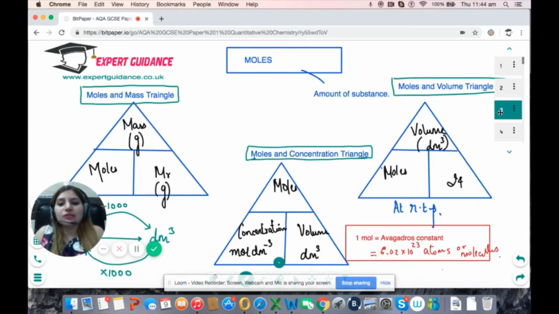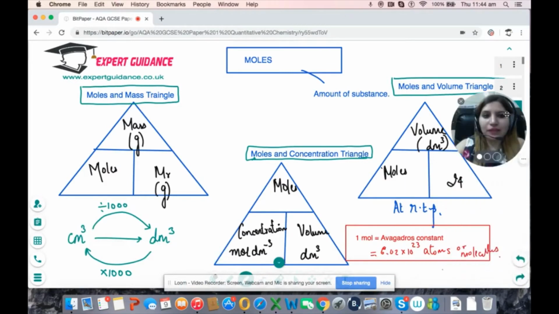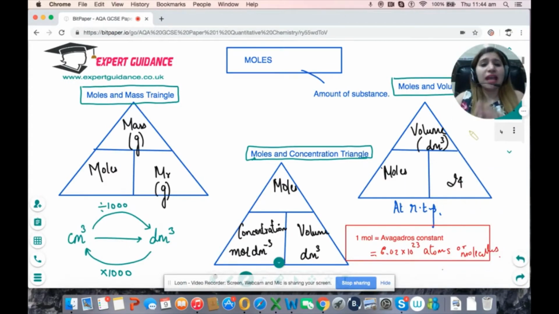Now let's come to the moles triangle. I have made these triangles, and these triangles are very, very important. Make sure you understand these triangles. If you want, you can make these triangles and stick them to your study table so that you can see and revise them every day. The first is how you convert the mass into moles. To convert the mass into moles, you divide the mass by the MR, the atomic mass, or if it's a formula compound, you divide it by the formula mass. So moles is mass over MR.